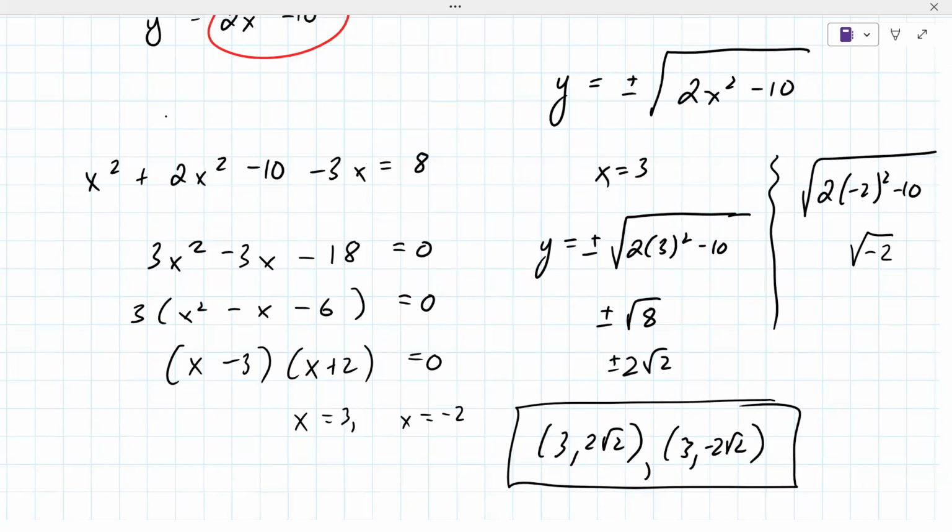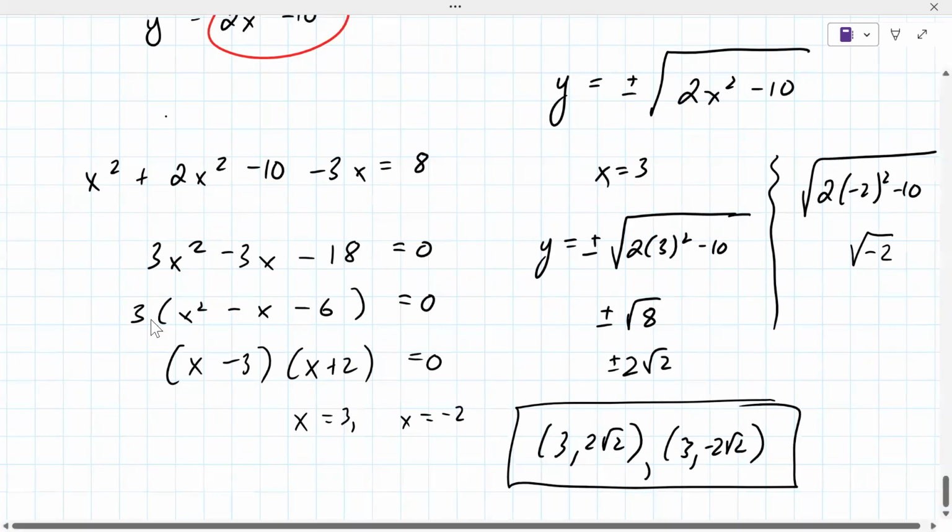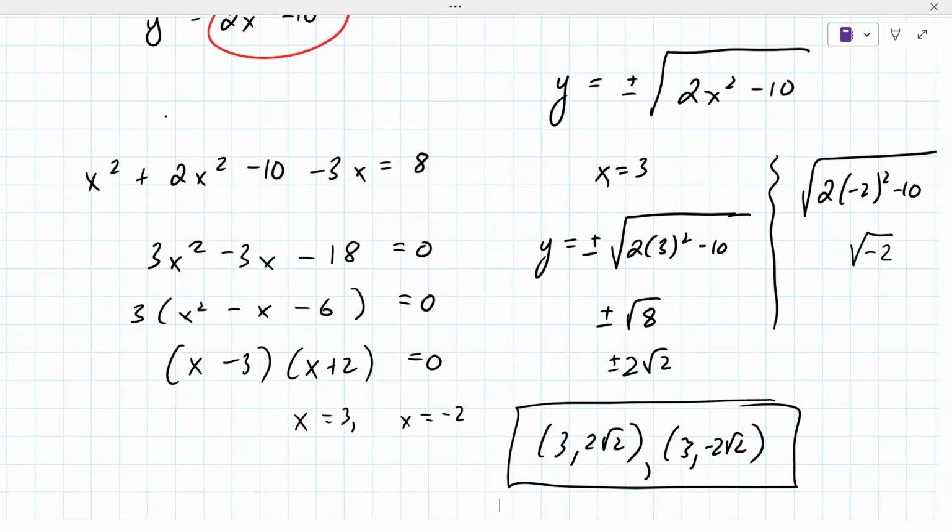Even though your teacher said you can use a calculator, we did this by hand, which is really the expectation. I don't know if there's any you have to use the calculator on.